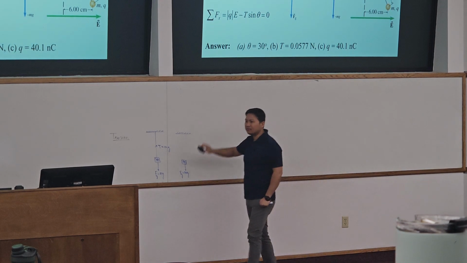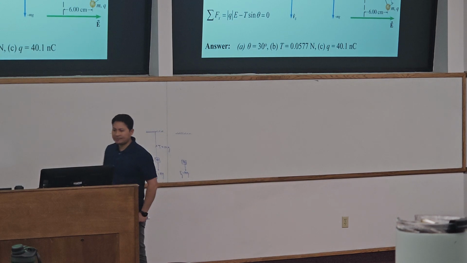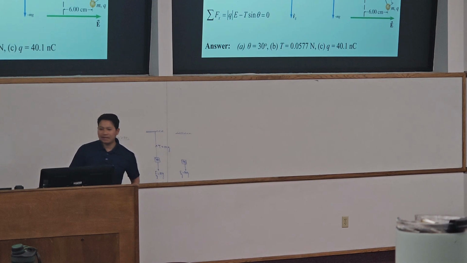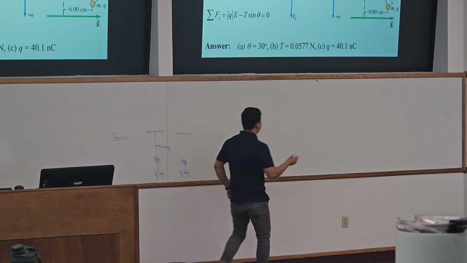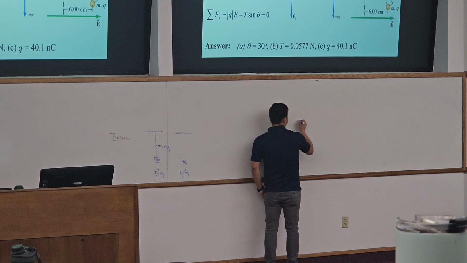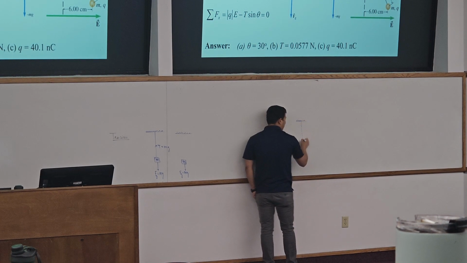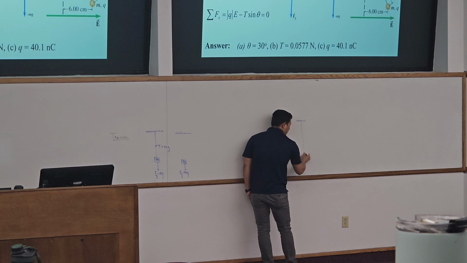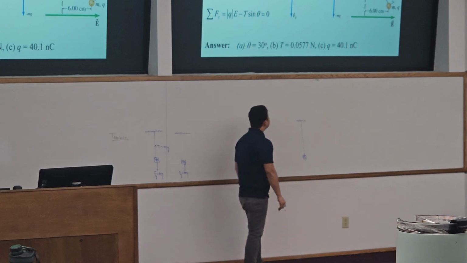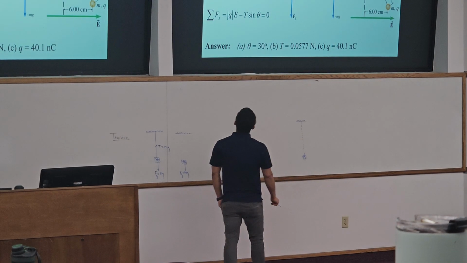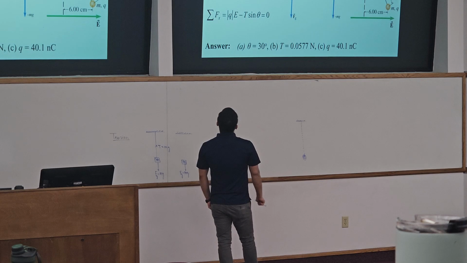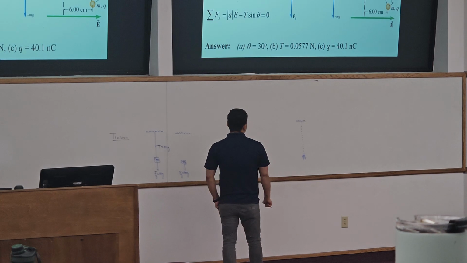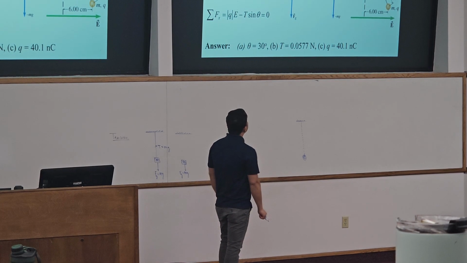What is happening over here? A small sphere of mass 5.1 grams is hanging vertically from the insulating thread. So it's like a pendulum. You have some rigid support over here, a string, and you have some sphere hanging. And mass is given, and the length of the thread is given, 12 centimeter long.